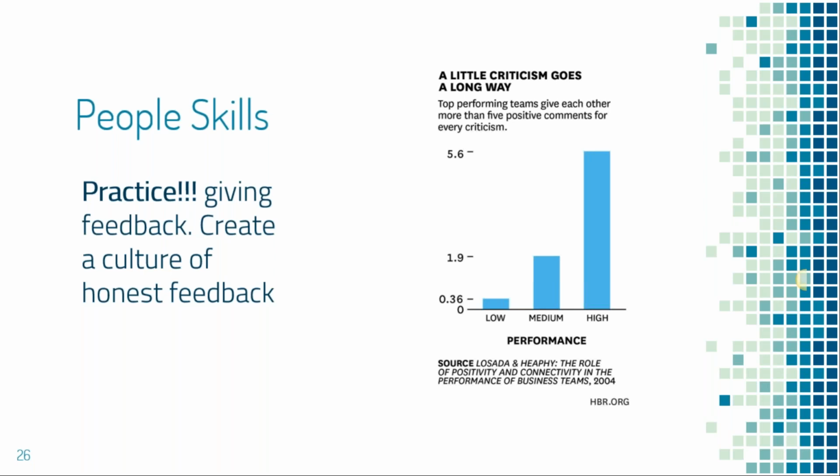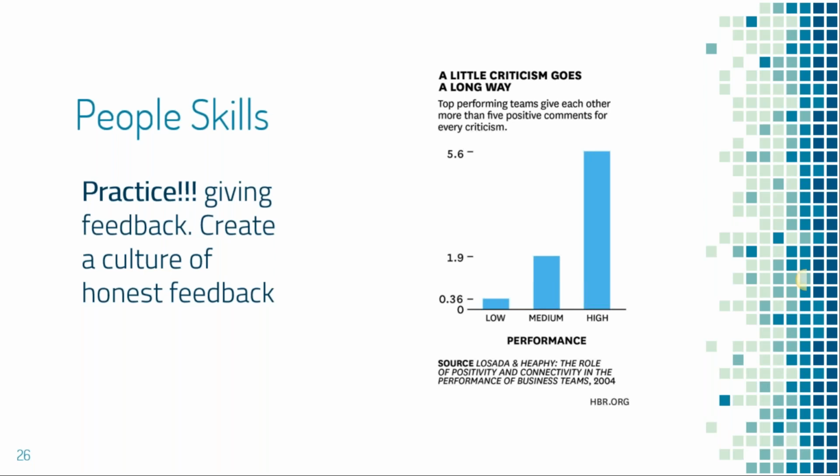A little bit of criticism does go a long way, though. There's the idea of a ratio of how many compliments you give to criticism. An example would be couples that are currently getting divorced. They give 0.75 compliments for every criticism they give. It's probably a bad ratio if you're giving much more criticism than compliments. Medium performance teams are giving close to 2 to 1. They're giving twice as many compliments as criticisms. But I think we all strive for that high performance.